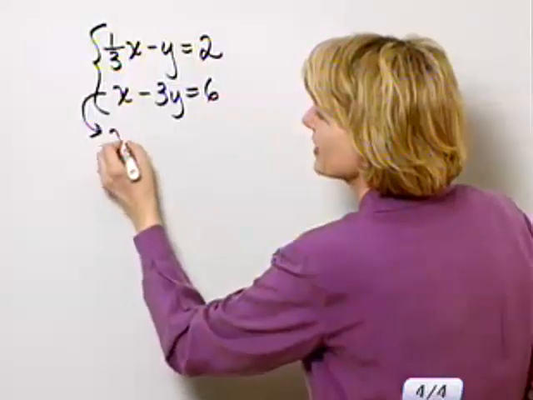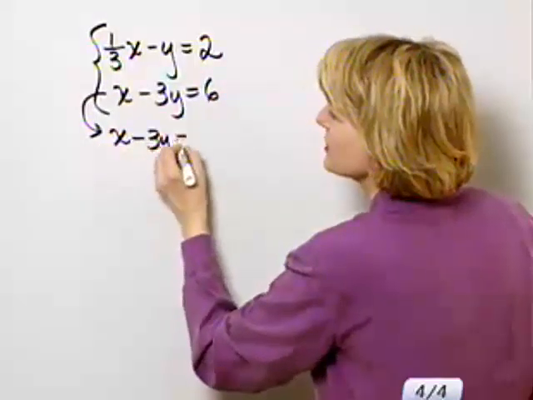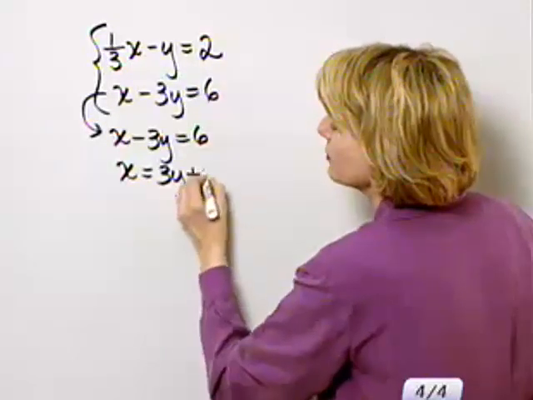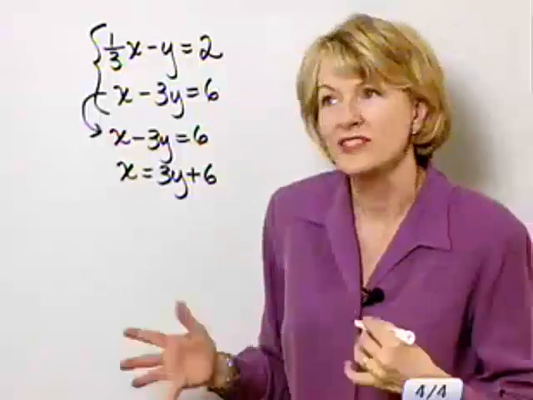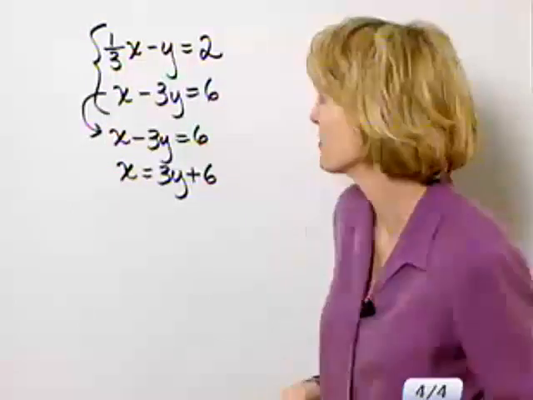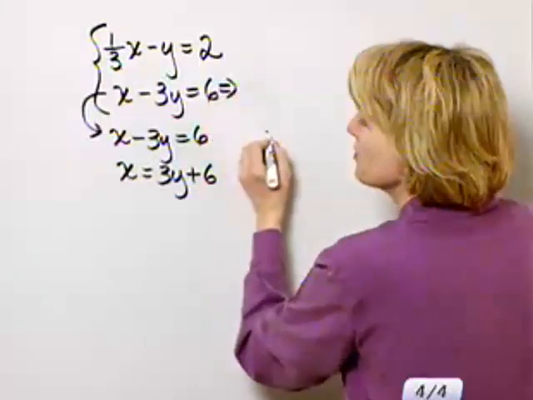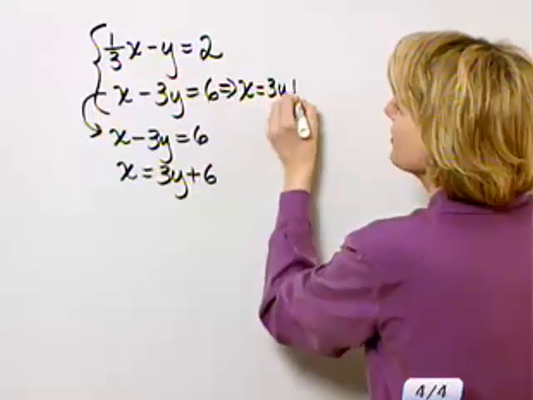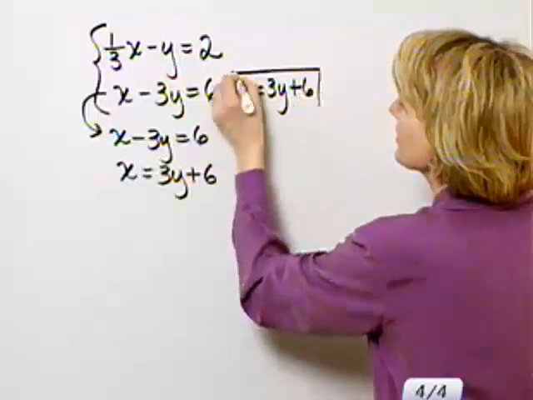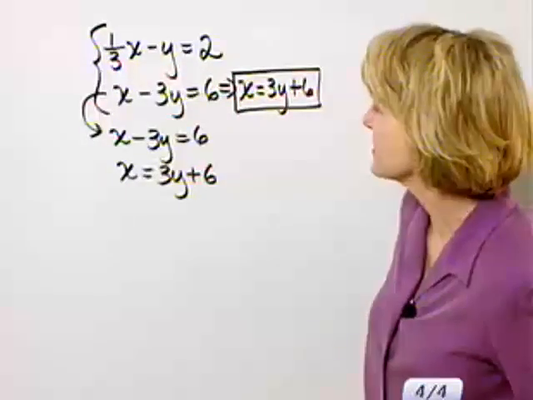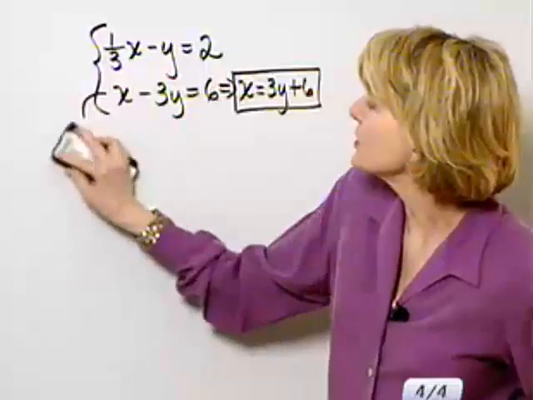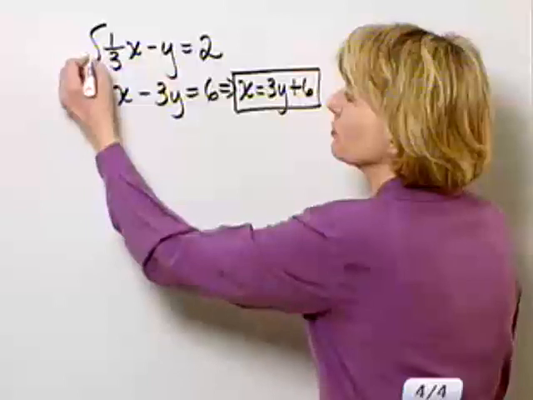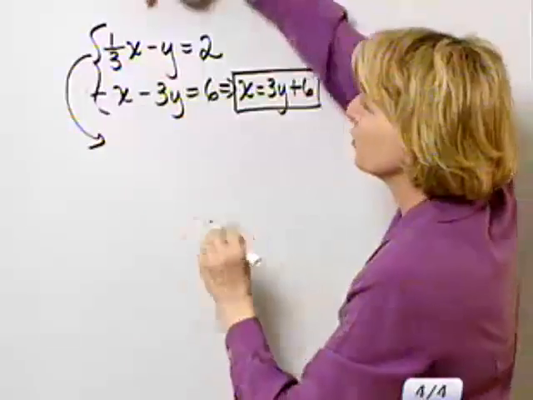Do you see that since I have x minus 3y is equal to 6, then x is 3y plus 6, or 6 plus 3y. It makes no difference. So from there we have that x equals 3y plus 6. Now what do I do next? I substitute the expression for x in the other equation. That's the important part. So here's my other equation.